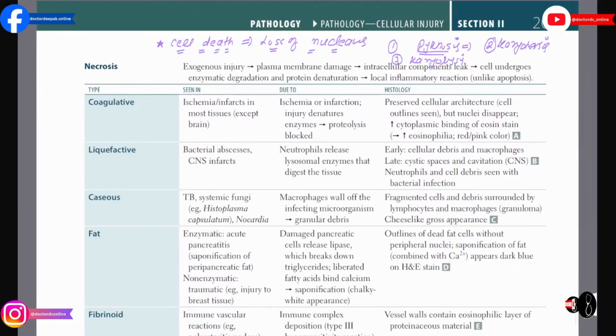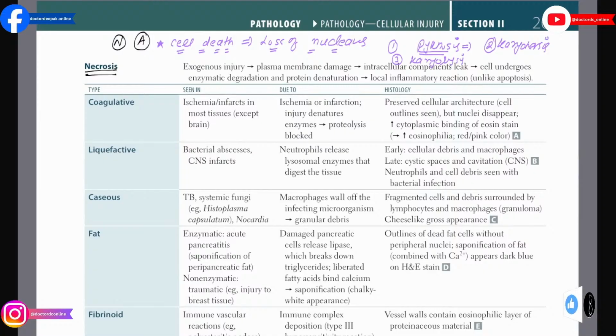Then we have to understand how many mechanisms of cell death there are. There are basically two mechanisms. The first one is necrosis and the second one is apoptosis. Today, first we will discuss necrosis and after that we will discuss apoptosis. So before again starting this topic directly, we have to understand the basic terms.